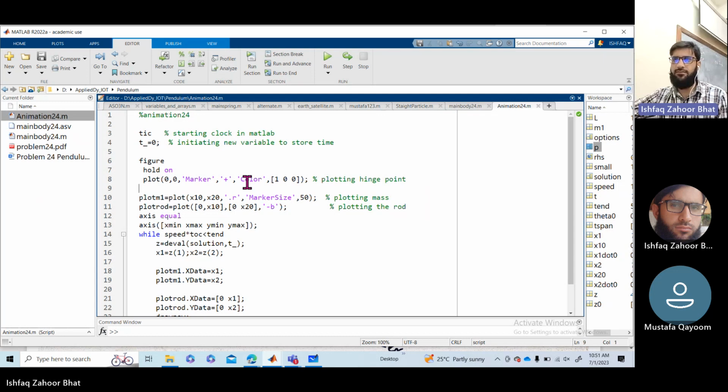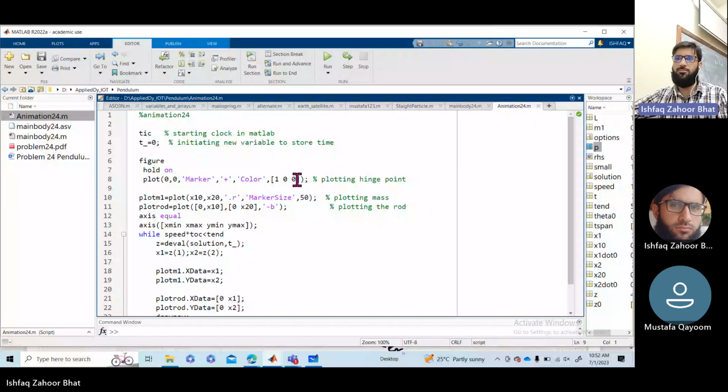And I think 100 is, let us see what it is. I think blue or something. I don't remember exactly what this is. We can change this. This is not a big issue. We can use 111. We can use 001 or 010. You will get different colors when you use different combinations. Okay, this will plot the hinge point.